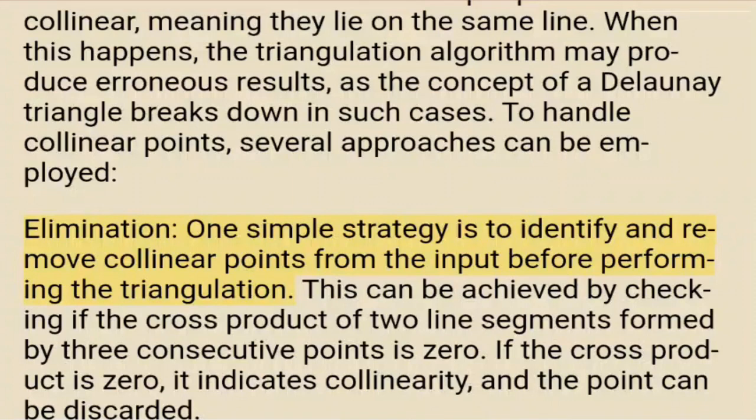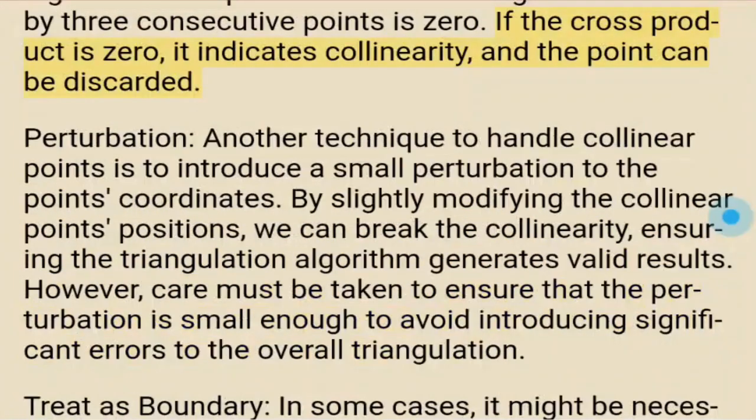Elimination. One simple strategy is to identify and remove collinear points from the input before performing the triangulation. This can be achieved by checking if the cross product of two line segments formed by three consecutive points is 0. If the cross product is 0, it indicates collinearity, and the point can be discarded.